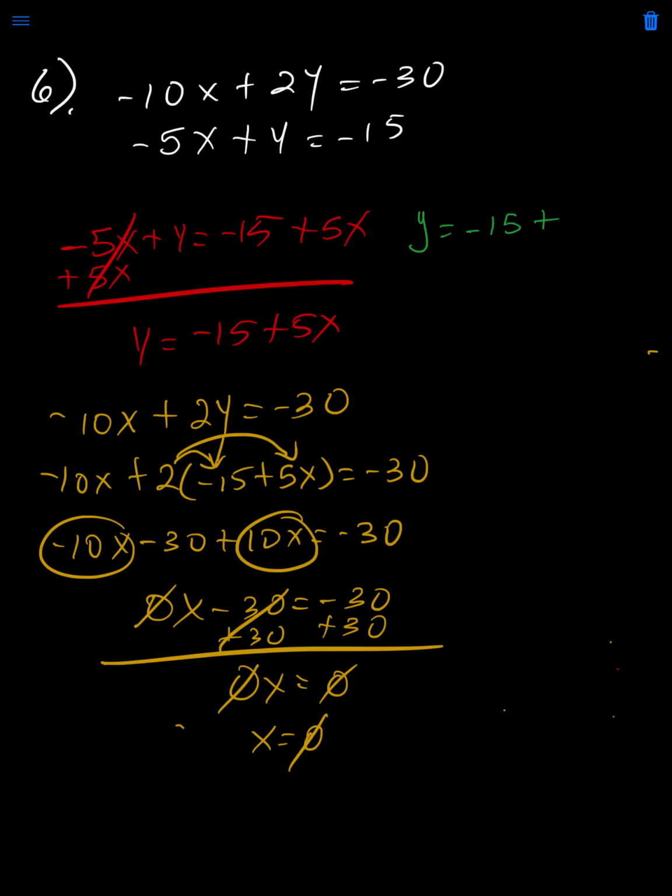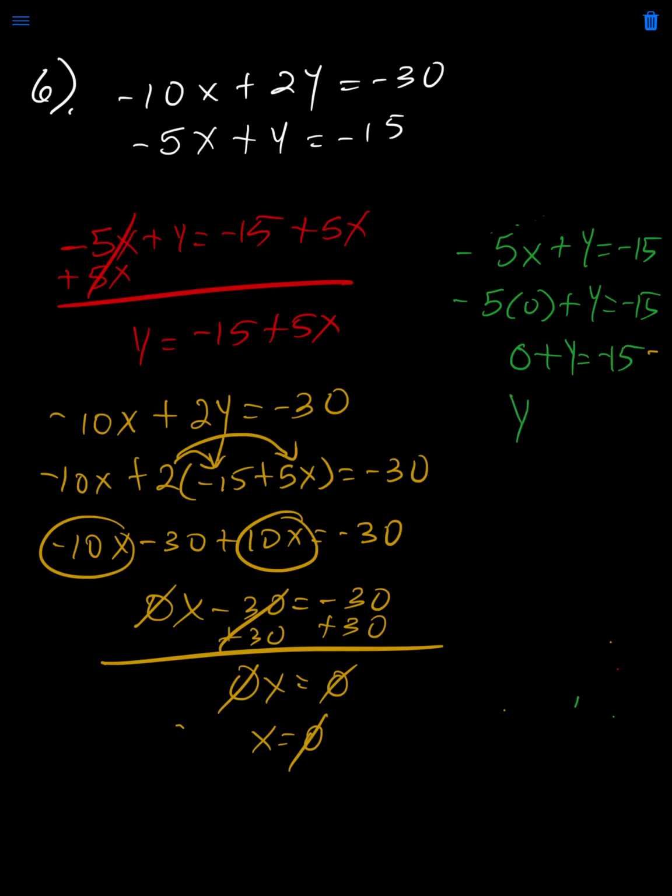Well, if x is equal to 0, I can just go ahead and plug in. Y equals negative 15 plus 5x. Oops, sorry, scratch that out. No, I meant to use this one: negative 5x plus y equals negative 15. Negative 5 times 0 plus y equals negative 15. 5 times 0 is 0, so that means y is equal to negative 15.